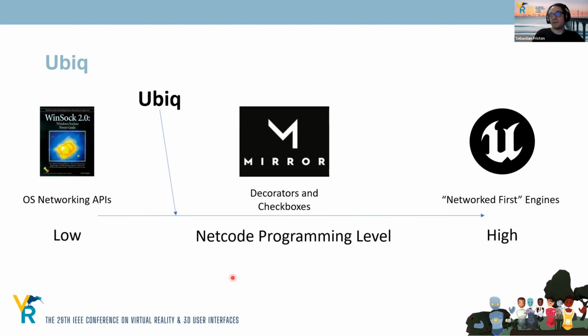So we can imagine networking libraries kind of on a high-low spectrum similar to programming languages, where low-level libraries being the operating systems, networking APIs. In the middle section, you might have some decorators you attach to your classes or checkboxes, and at the far end, you have engines like Unreal, where the entire way that the game is structured, the way the code is written, has networking inbuilt at its core. So the networking just works in that case. And in this case, Ubiq is actually fairly low level around here.